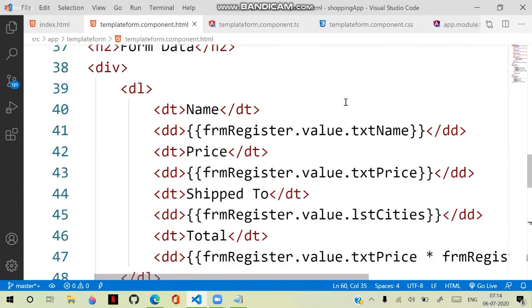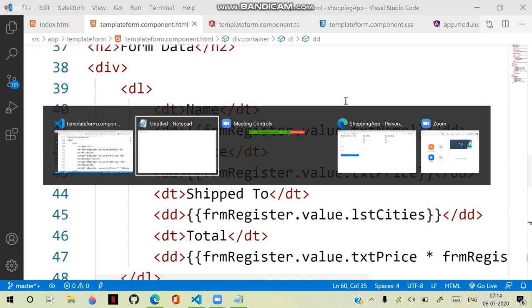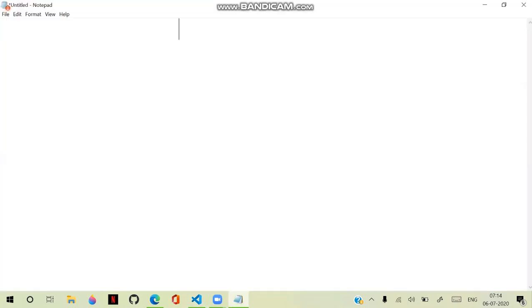So one of the main points about template driven is everything is handled at the template level. That means it will be handled at the view level. Now, while working with template driven forms, another important point you need to know is about validation. So form validation.